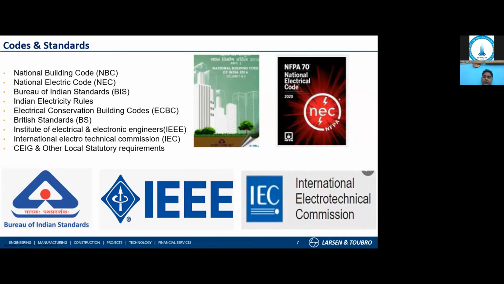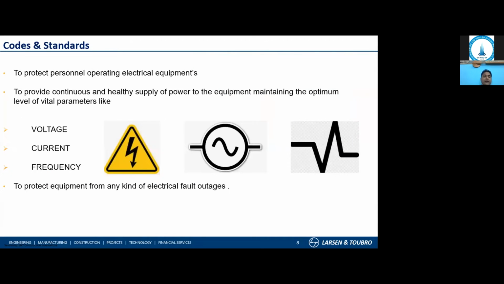This has to be strictly followed by any practicing design engineer in any of the buildings. And as I said, a good electrical design is to ensure that the person who is operating the equipment should feel safe so that the equipment can be handled properly. At the same time, when I design a system, I need to ensure the three basic electrical parameters, the voltage, current, and frequency, are regulated and delivered to the equipment so that it doesn't malfunction.